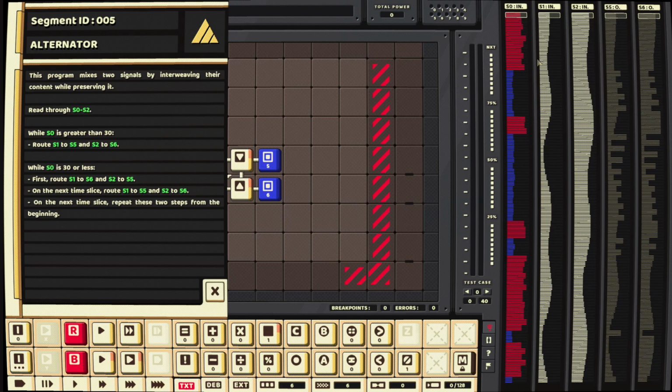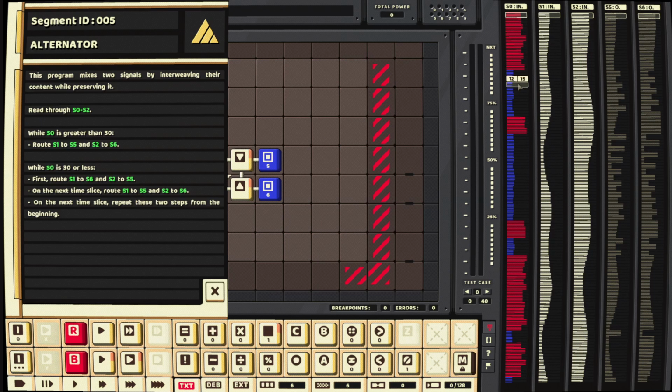When it next goes low, I think we start over, sending 1 to 6 and 2 to 5. But the problem statement is not super clear about that. It could be the case that we should pick up where we left off and first route 1 to 5. That's what I want to find out.